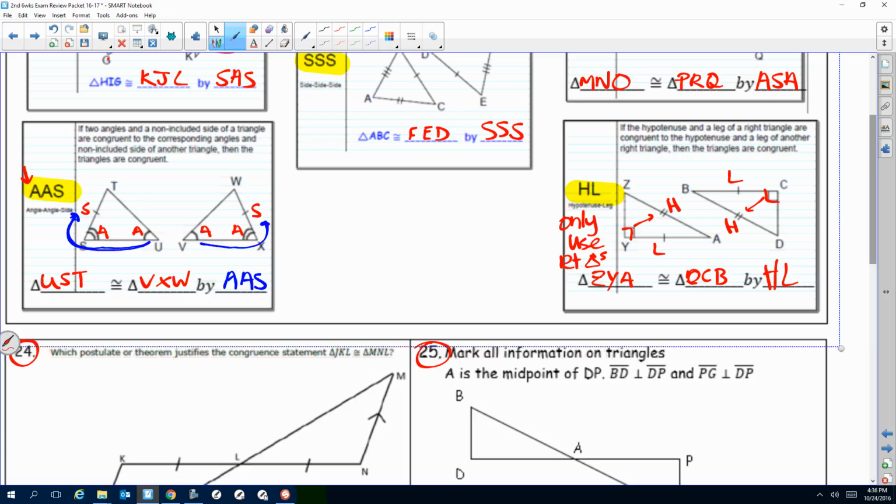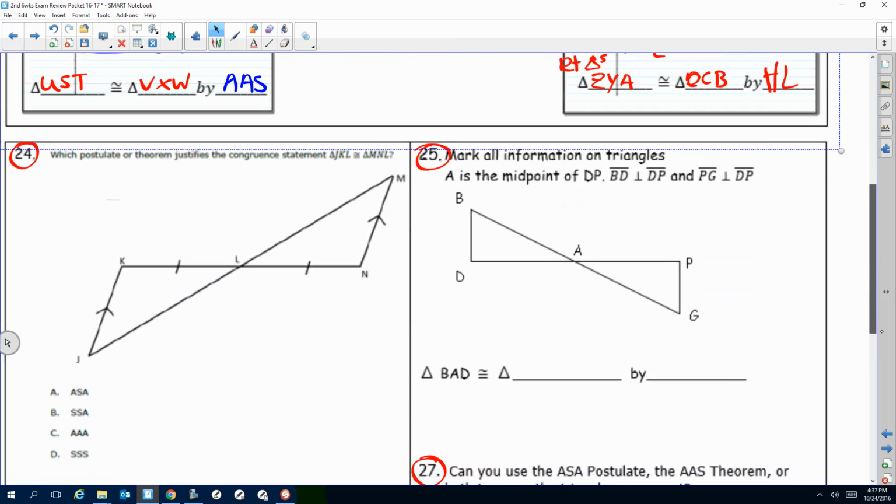You cannot use angle, angle, angle. That's not acceptable. And no donkey. If you see any of these as an answer choice, automatically we need to eliminate them because we can't use them to prove. All right, so those are the 5 ways. Let's get into some practice problems.